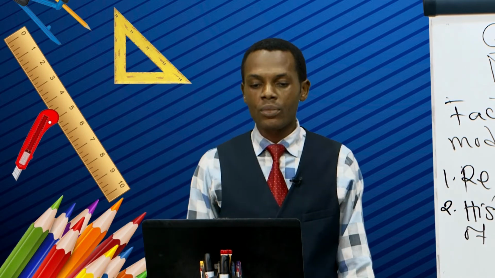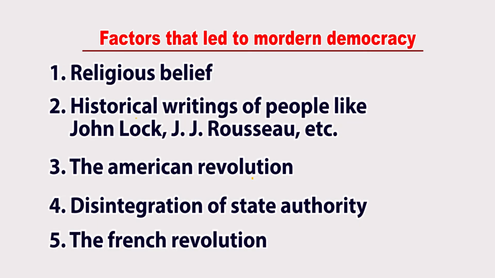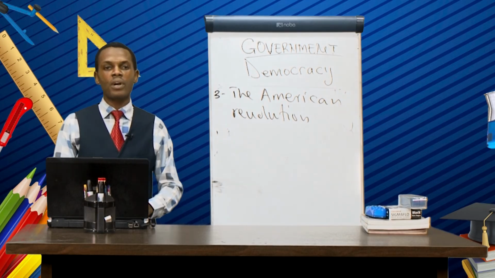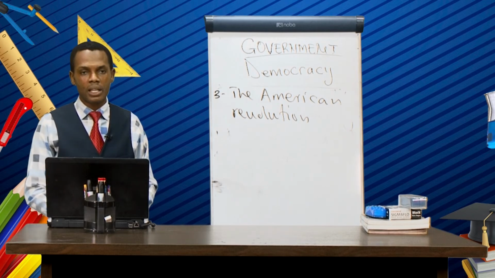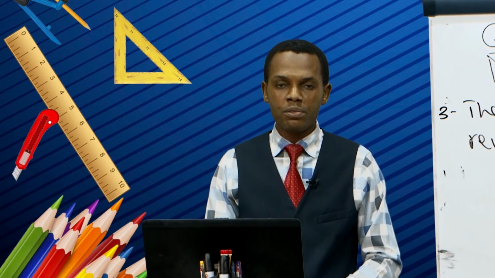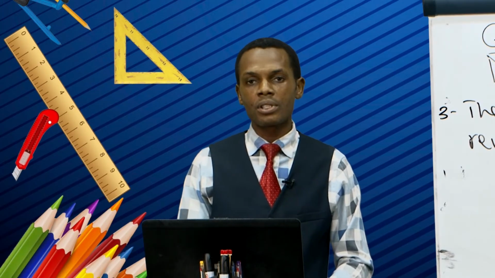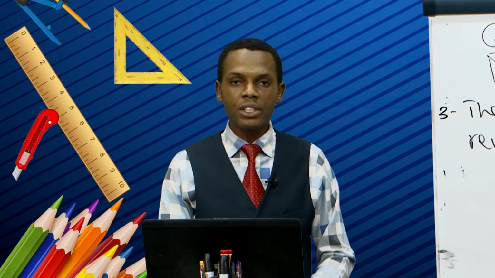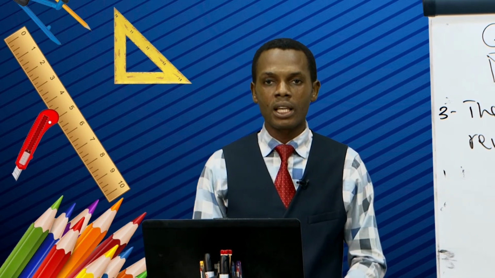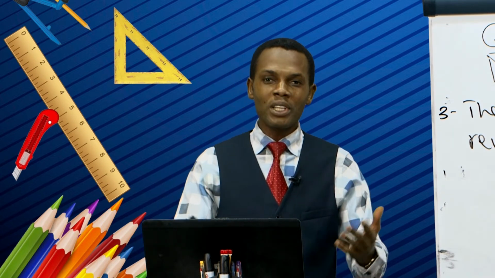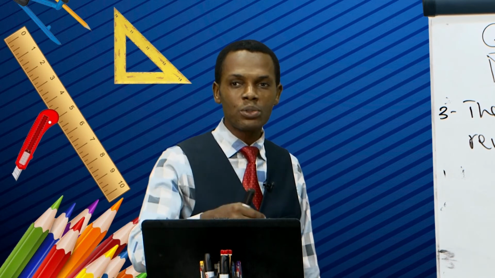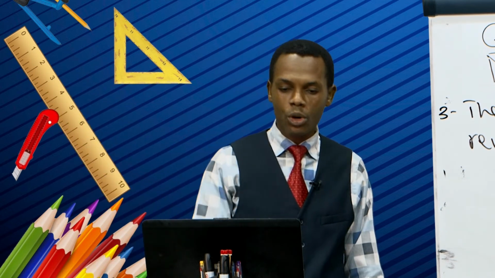Then number 3, the American Revolution. When America was under colonialism, a time came that they were no longer satisfied with the rule of the colonial master. And therefore, they demanded representatives and also their own freedom. They fought for it until they got it. So when this happened, it became an example for all other nations of the world to copy.